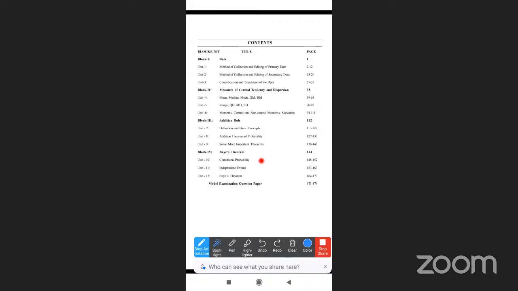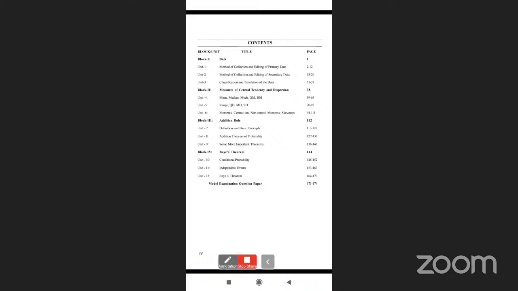In block 1, the title is data. In block 1, we are having 3 units. One is method of collection and editing of primary data. Number 2 is method of collection and editing of secondary data. Number 3 is classification and tabulation of data. So this is the general information about data.